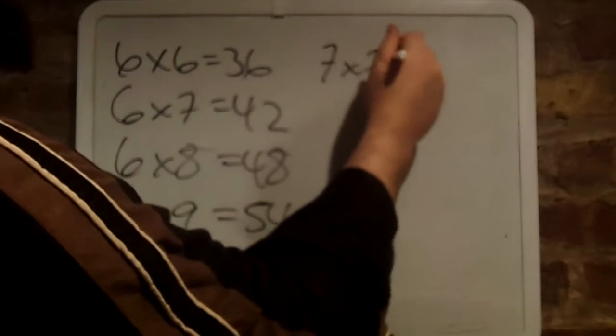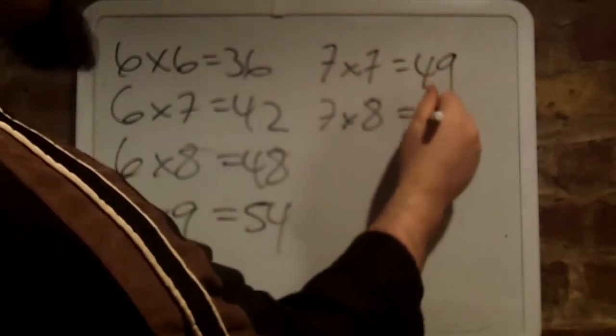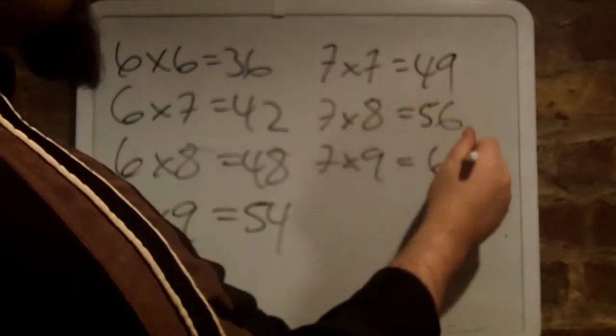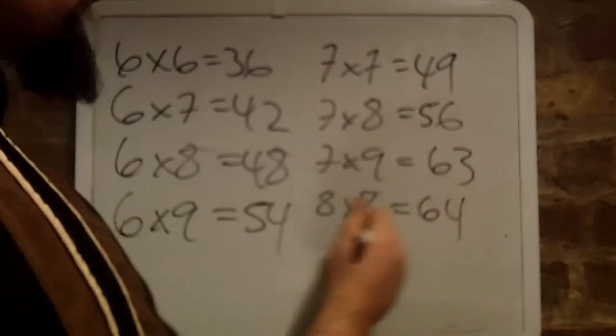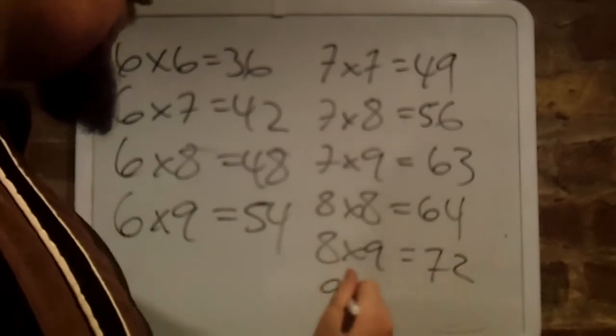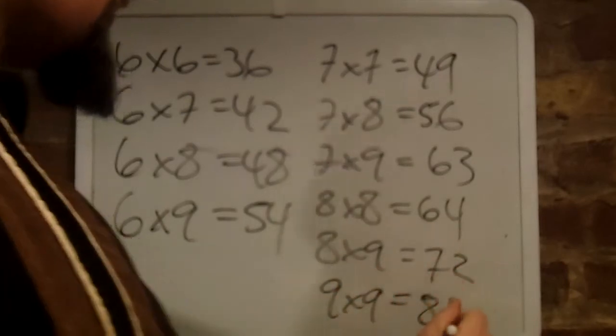7 times 7 is 49. 7 times 8 is 56. 7 times 9 is 63. 8 times 8 is 64. 8 times 9 is 72. And 9 times 9 is 81.